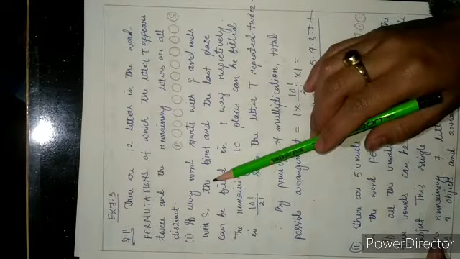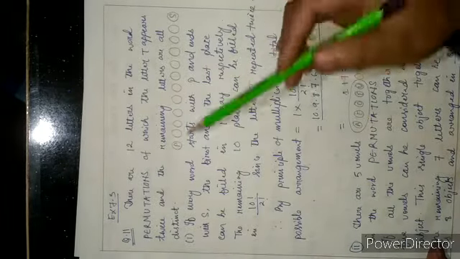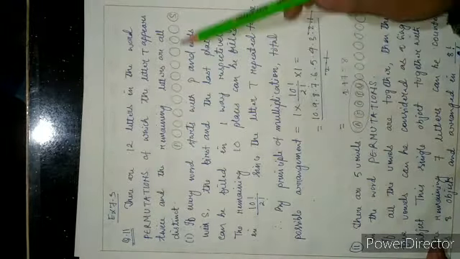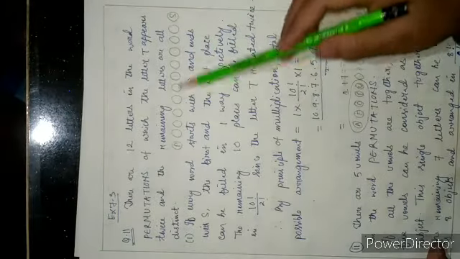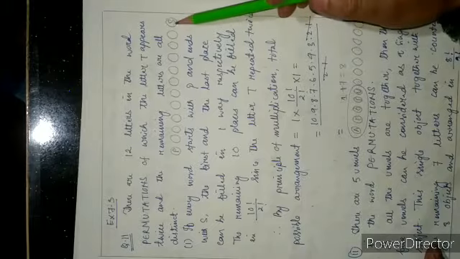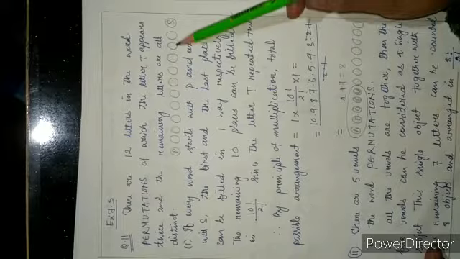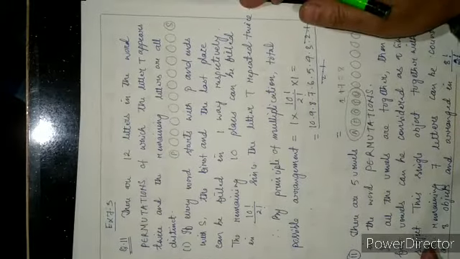Number 1, the question is, if every word starts with P and ends with S. There are 12 vacant places. These vacant places are to be filled up by all the letters in the word permutations.